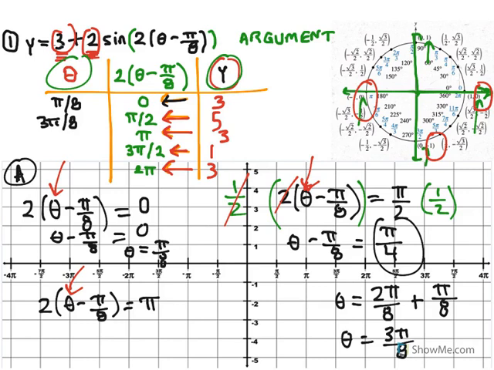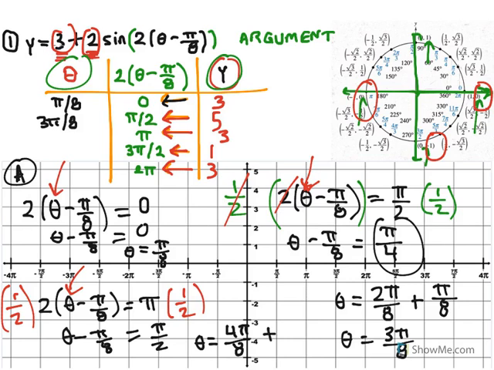And for the third row, I will solve the equation that I have here. I can multiply both sides of the equation by 1/2. On the left side of the equation, I will be left with theta minus pi over 8. On the right side of the equation, I'll have pi over 2. And then I can add pi over 8 to both sides of the equation, and that would give me theta is equal to pi over 2, which would be the same as 4 pi over 8. 4 pi over 8 reduces to pi over 2, and then I can add pi over 8 to that, and that gives me 5 pi over 8.